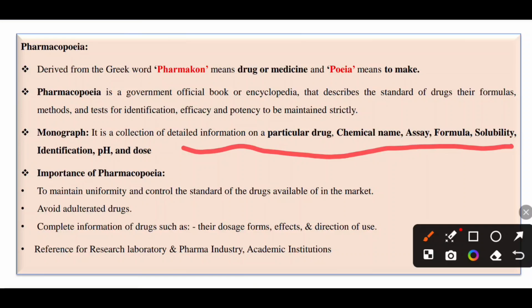What is the importance of the pharmacopoeia? Why do you have to use the pharmacopoeia before preparing any type of medicine? To maintain uniformity and control the standard of drugs available in the market.